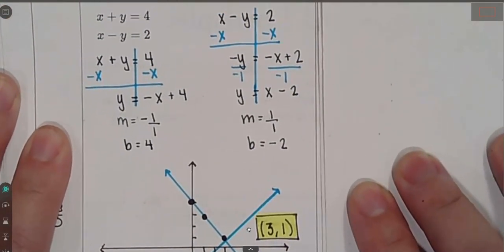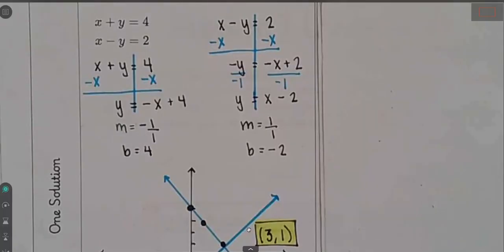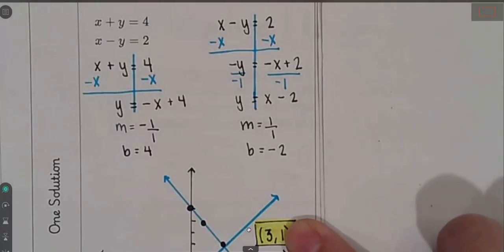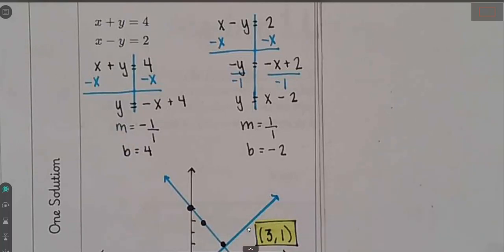When you graph these by hand, it's often difficult to tell exactly where they intersect. When you graph it on the computer, it's a little easier, but I'll just tell you that these lines intersect at the point (3, 1), which is right there.